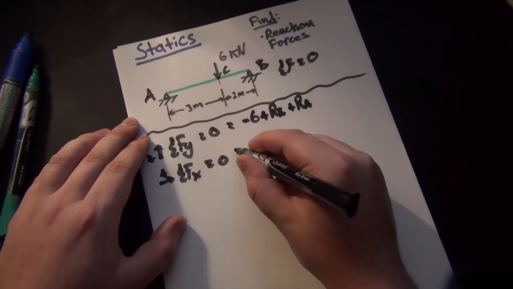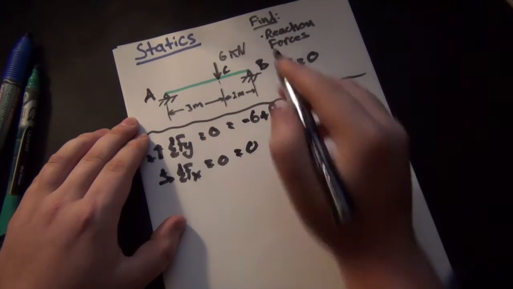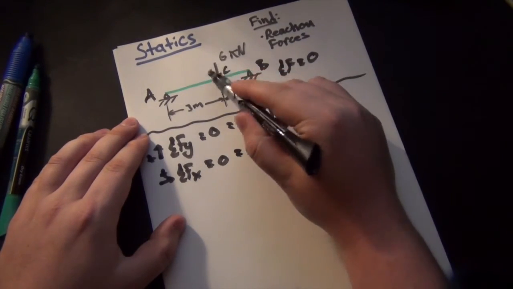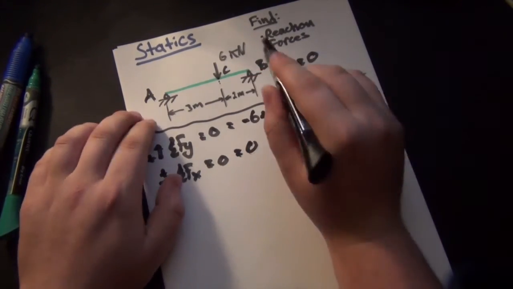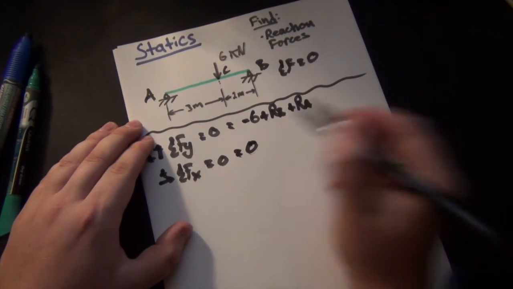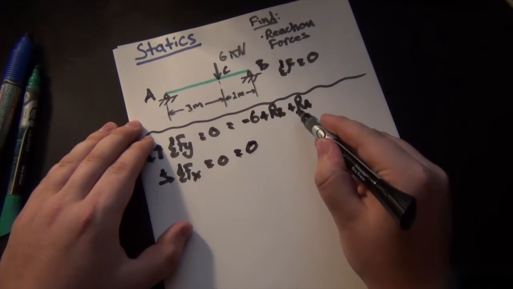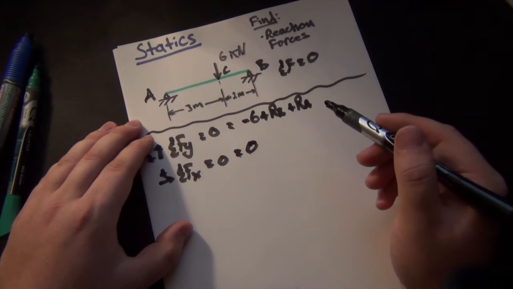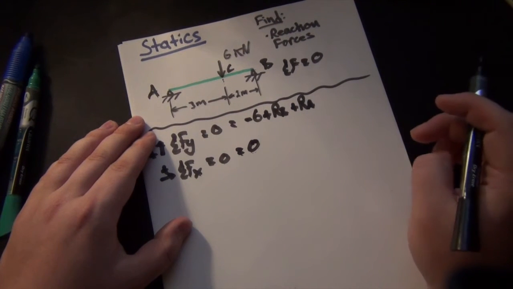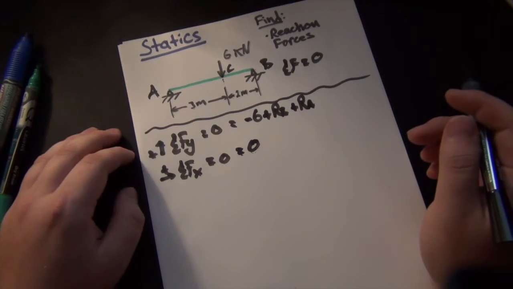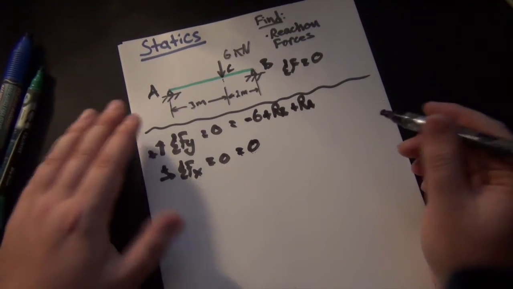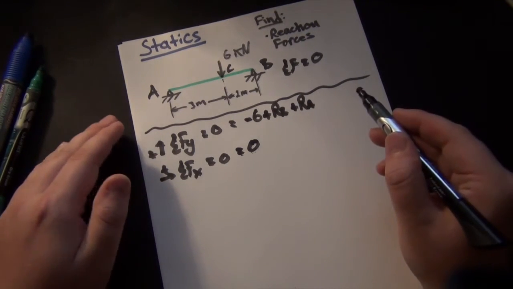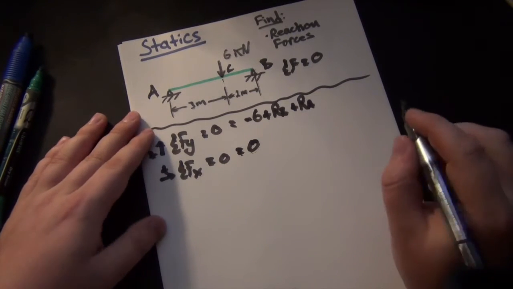In the X direction, we got nothing. So the only thing we have is this force going down, and the two supports going up. So what we have here is one equation and two unknowns. And if you remember from algebra, you need at least as many equations as you have unknowns. So since we have two unknowns, we have to have at least two equations.